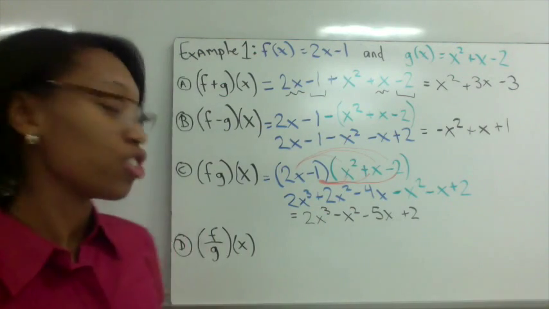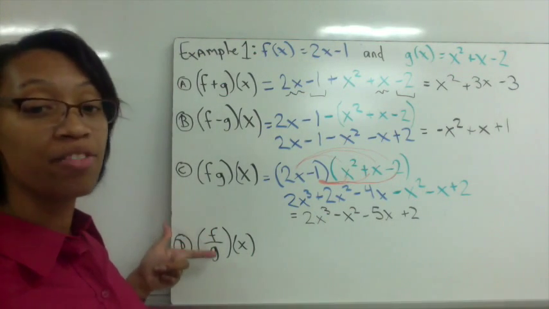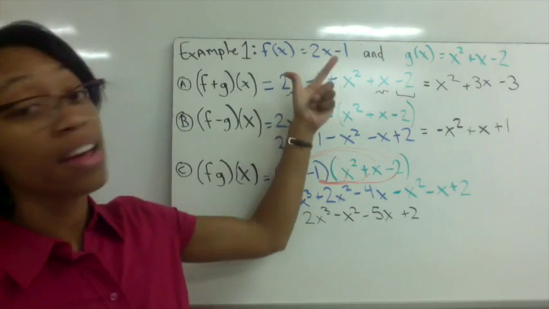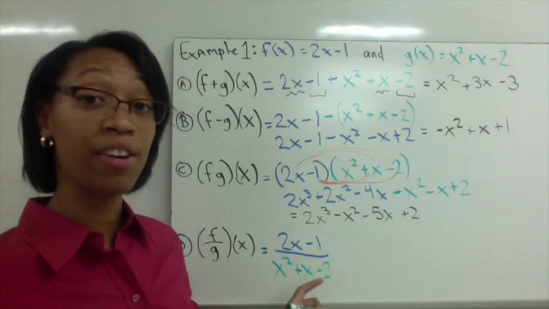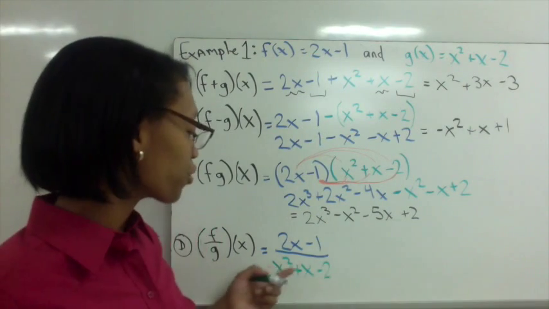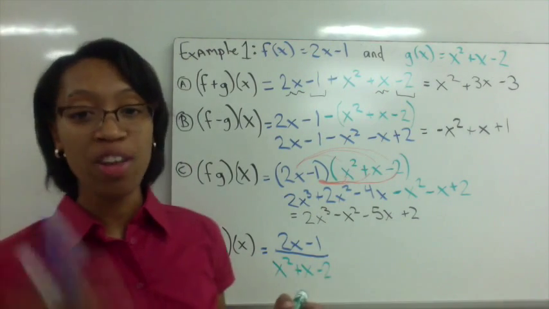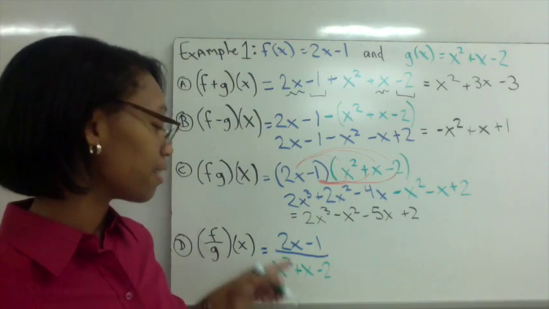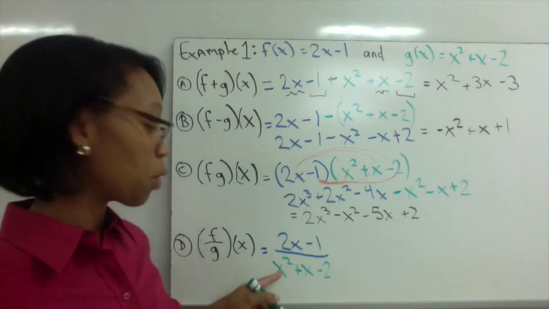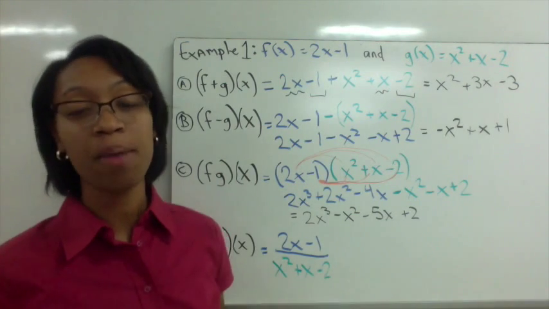Now let's try division. I have f on top of g here, so let's just put the f on top of the g. The only thing tricky here is that I need to factor that denominator to make sure that nothing cancels. Because if I factor this bottom one and I get another 2x minus 1 on the bottom, I might be able to cancel them out.